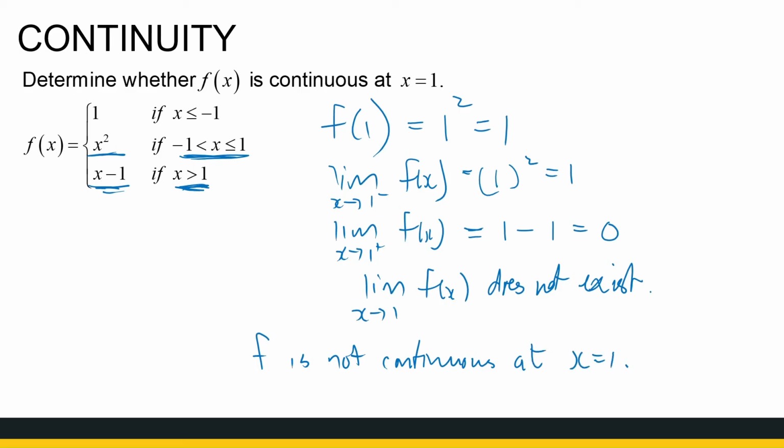Let's just take a look at what type of discontinuity it is. In the previous video, we highlighted the types of discontinuity. This is the case where the function value can be found, but the limit from the left is not equal to the limit from the right. So this is an example of a jump discontinuity.